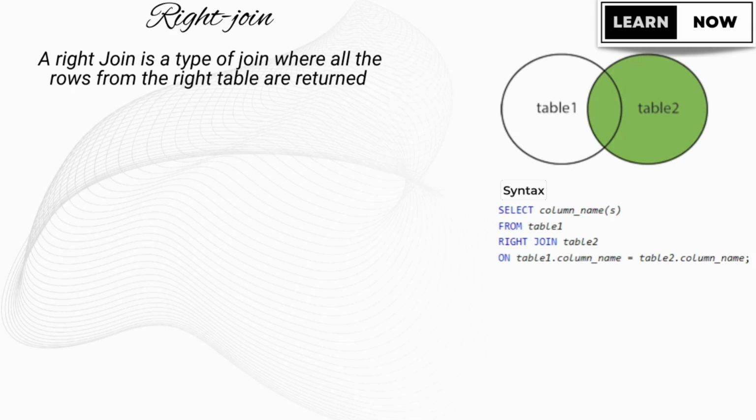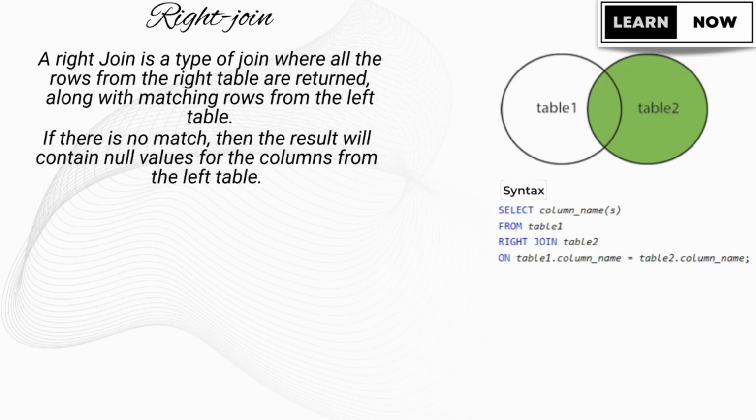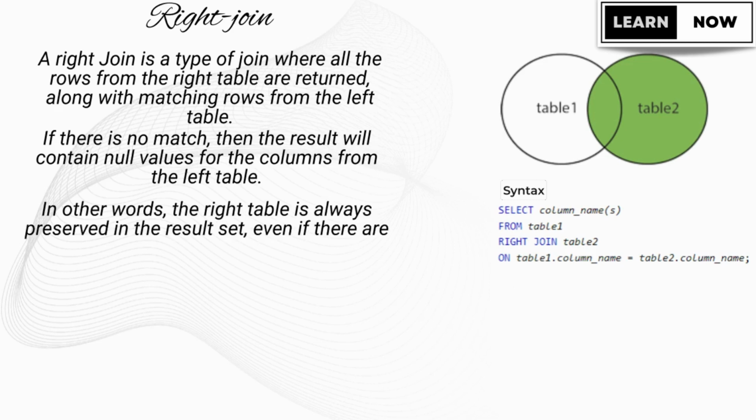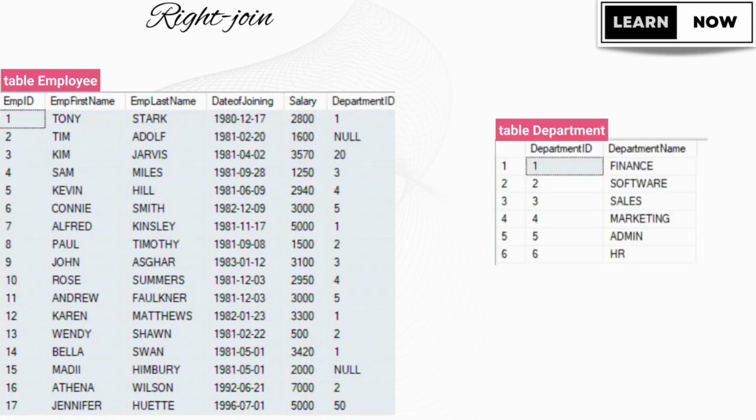are returned, along with matching rows from the left table. If there is no match, then the result will contain null values for the columns from the left table. In other words, the right table is always preserved in the result set, even if there are no matches in the left table. Suppose we have two tables, employee and department.